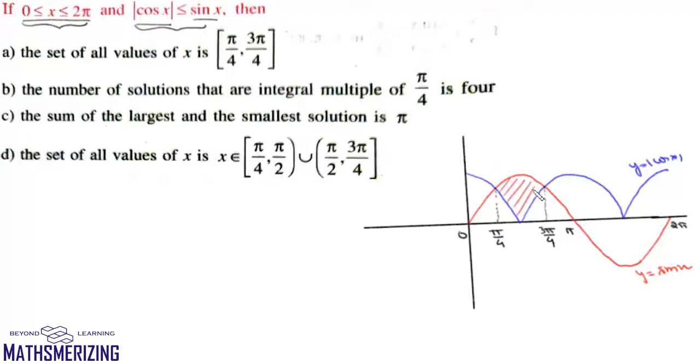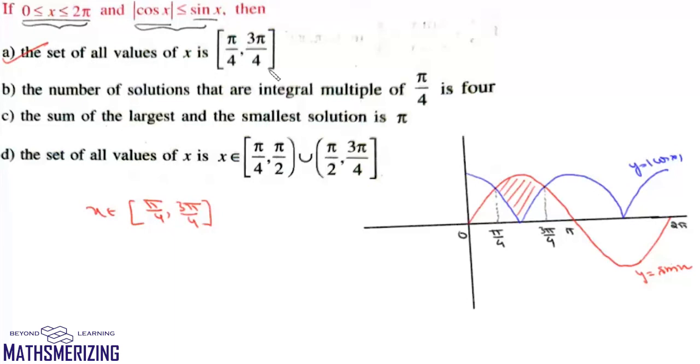So that means the answer to this inequality will be x belongs to pi by 4 to 3 pi by 4. So option number A is correct. The set of all values of x is from pi by 4 to 3 pi by 4.